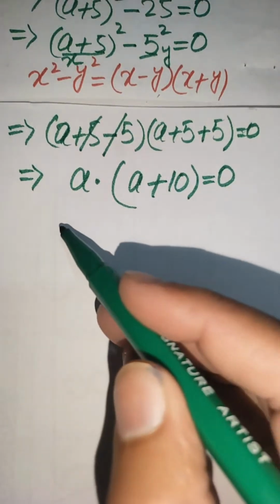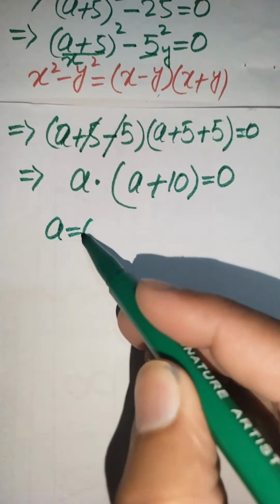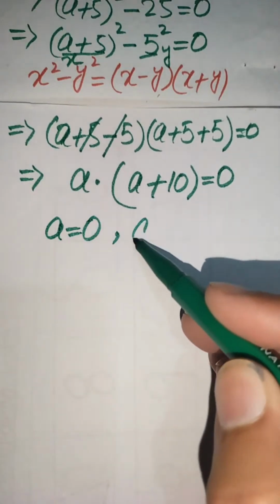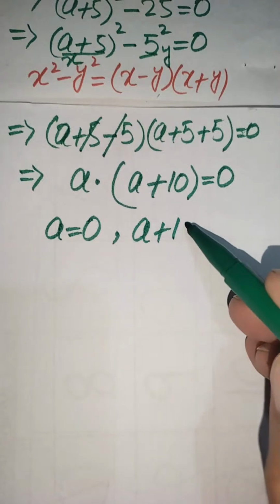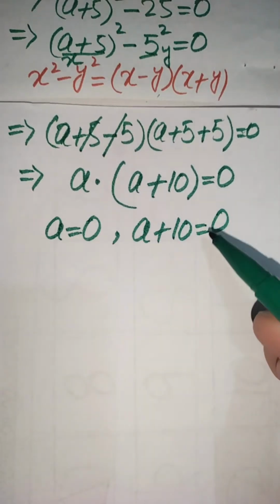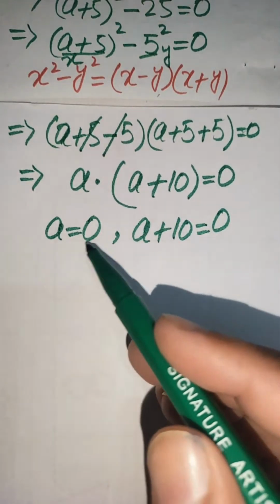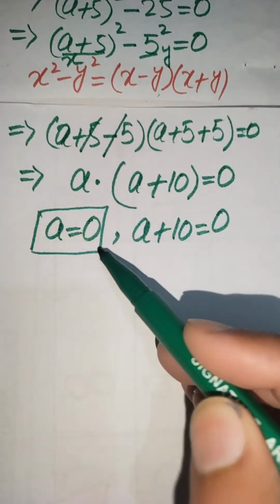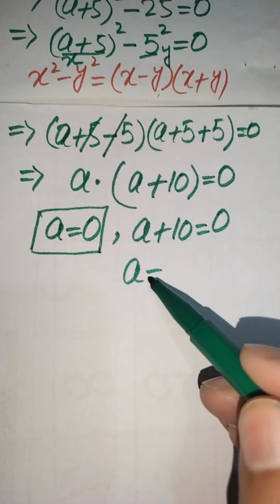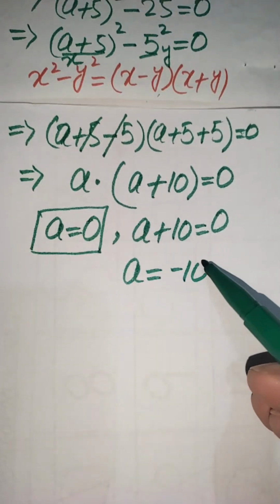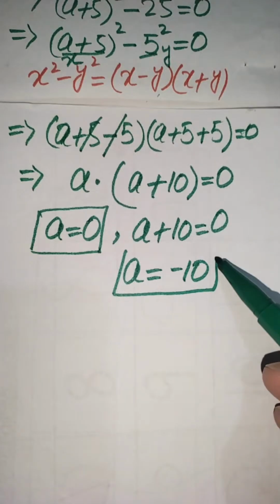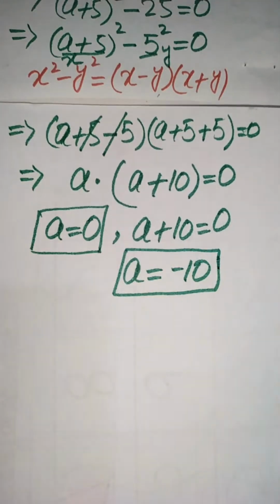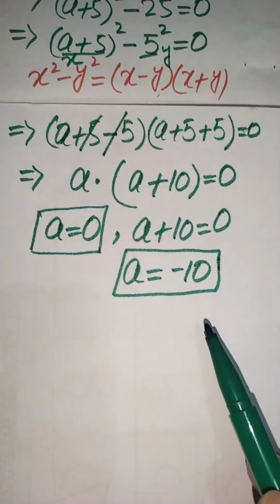In the next step, we divide this equation into two cases. The first case is a = 0, and the second case is a + 10 = 0. So this is our first root of the given equation, and from the second case we get the value of a = -10. This is the second root of the given equation. So you see, in the second method we again get these two roots of the given equation.